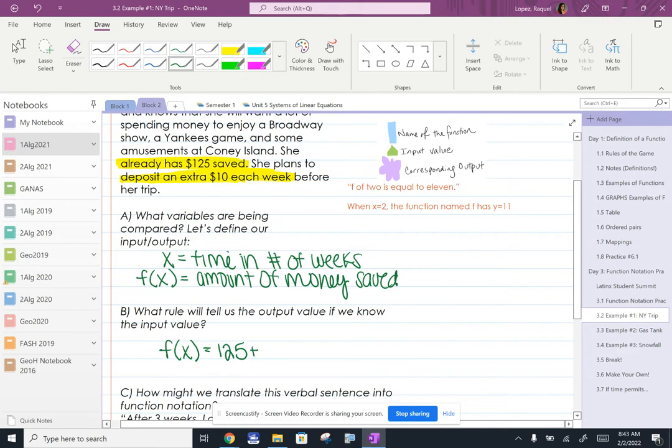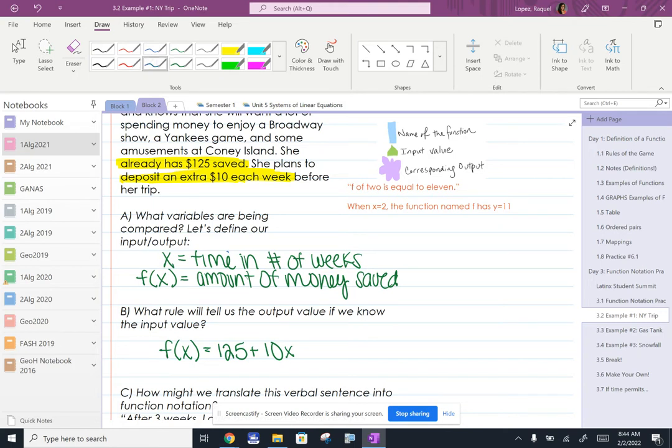She's already got $125, and she's going to be depositing an extra $10 each week. So we're going to add, because she's depositing, right? We're adding more money. We're going to put 10, and then each week. We don't know how many weeks are going to pass until she gets to her trip. So that's where we're going to put our x, because we can quickly figure out how much money she'll have after 1 week, 2 weeks, 3 weeks, or 4 weeks.